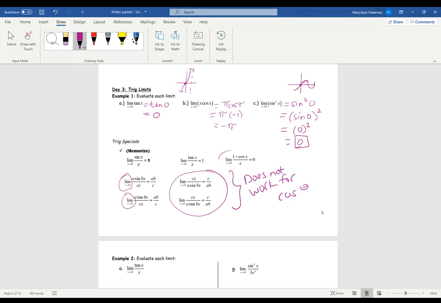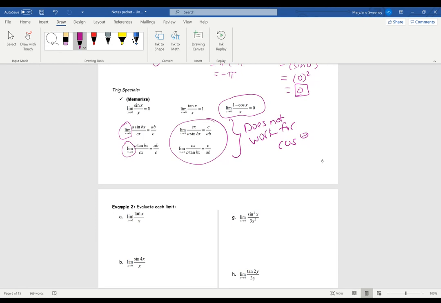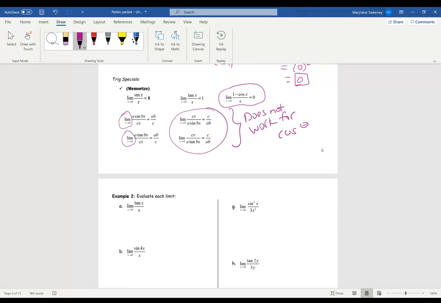This is a special one. Limit as x approaches 0 of 1 minus cos x over x is 0. That's just kind of one to know. Okay, so here, this is just know that it equals 1.